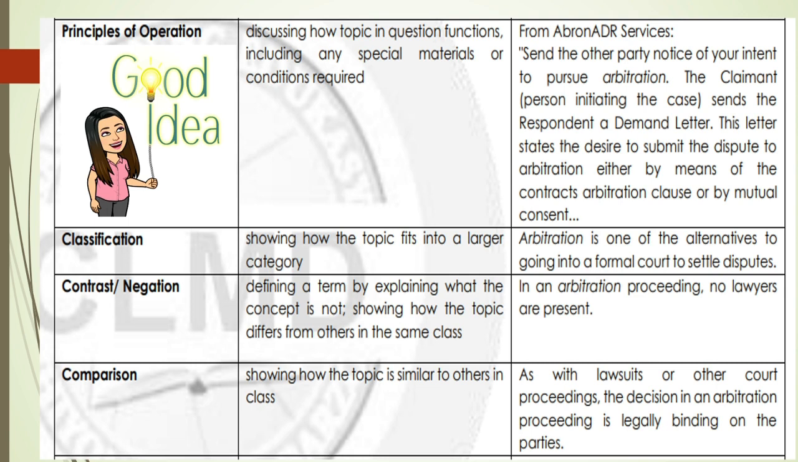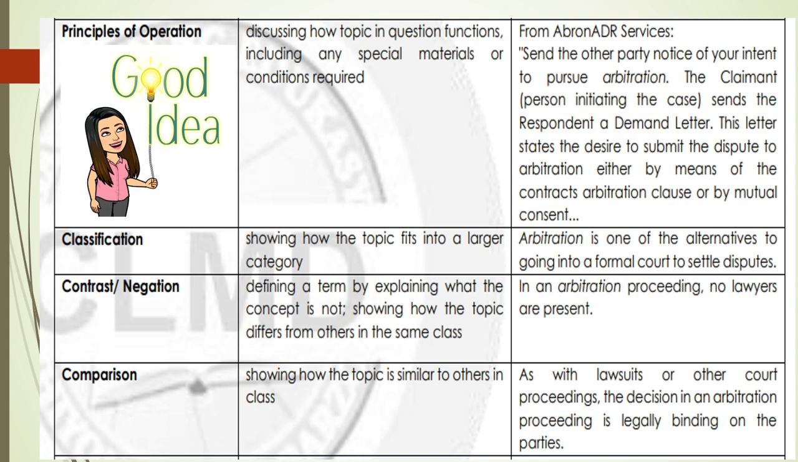We can do this by defining a term and explaining what the concept is not, showing how the topic differs from the others in the same class. Let's have an example. In an arbitration proceeding, no lawyers are present. Now here, the presence of the negative words no or not, also never, makes it a negation or in contrast.